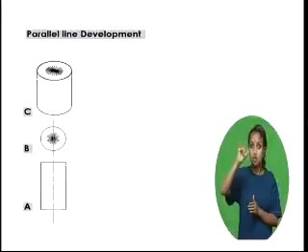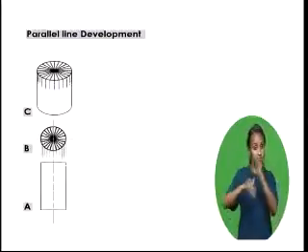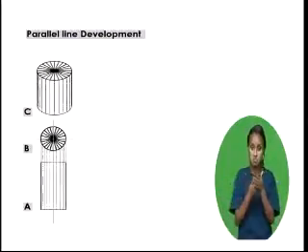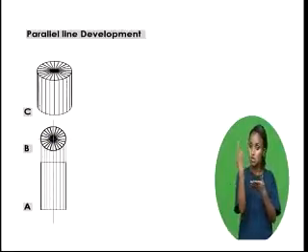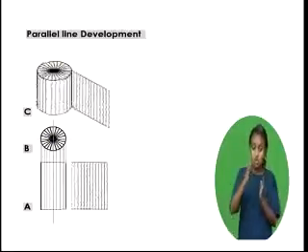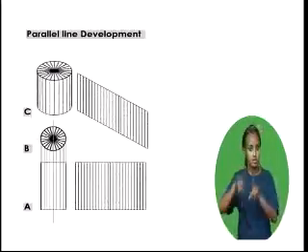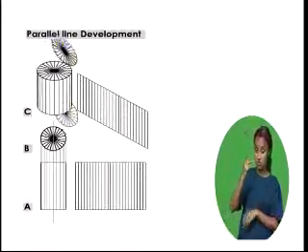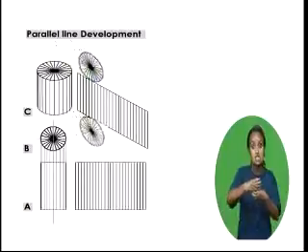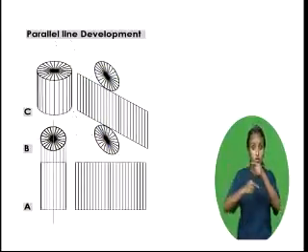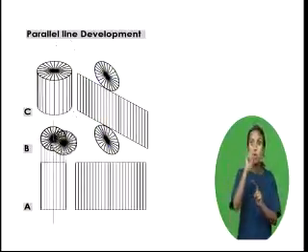Parallel line development is a simple way of making a pattern. It's done by drawing the edges of an object as parallel lines. The figure at C is a pictorial view of a cylinder. At D, a pattern for the prism is made by a parallel line development.